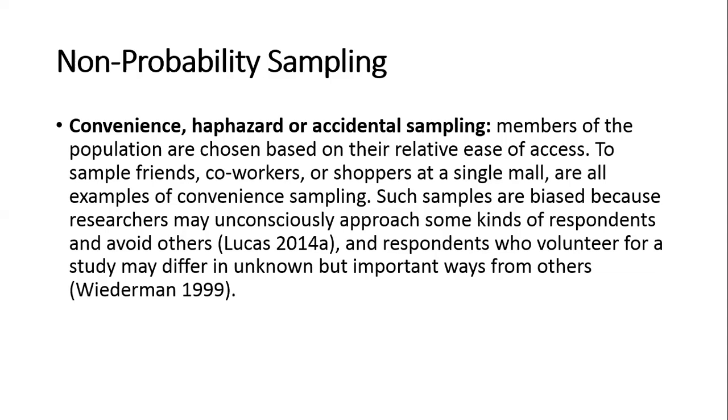So we're looking at non-probability sampling now. Convenience, haphazard, or accidental sampling. In this type of sampling, members of the population are chosen based on their relative ease of access. To sample friends, co-workers, or shoppers at a single mall are examples of convenience sampling.